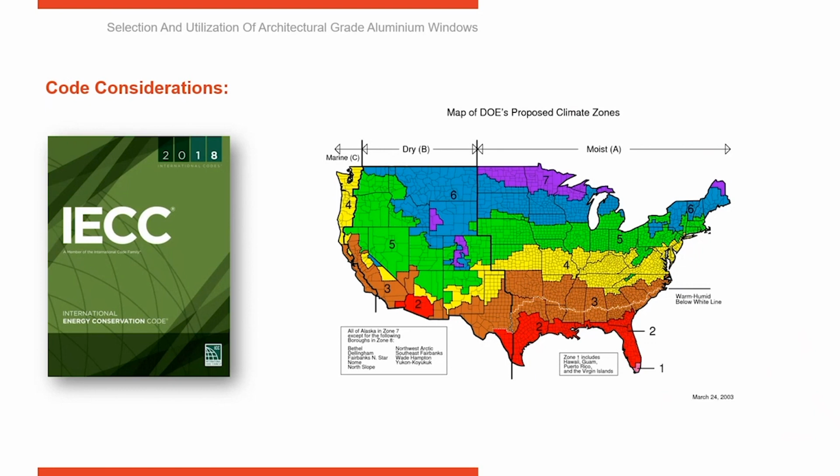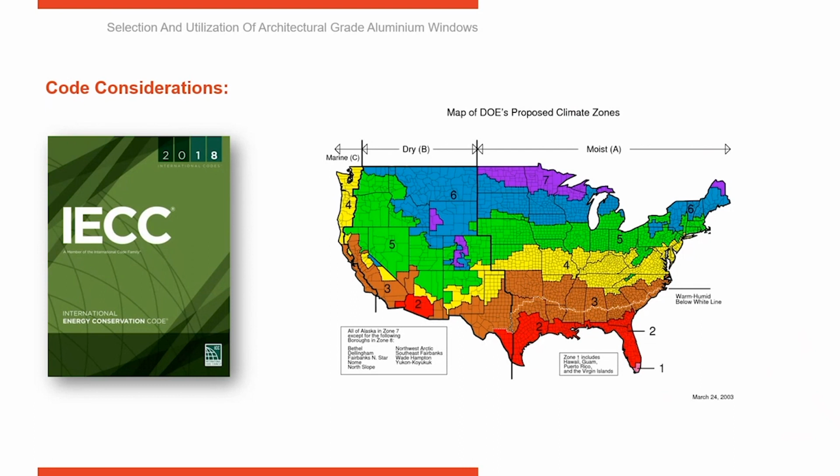Both these codes use the climate zone map that you can see here. So the climate zone map breaks North America into 8 different climate zones. You can see 7 of them here. So the first thing you as an architect need to do is determine where your project's located and which climate zone it falls into. Now, if you look at Tennessee and Kentucky, they are completely within climate zone 4. So let's focus on climate zone 4.